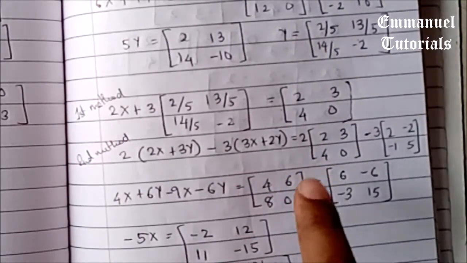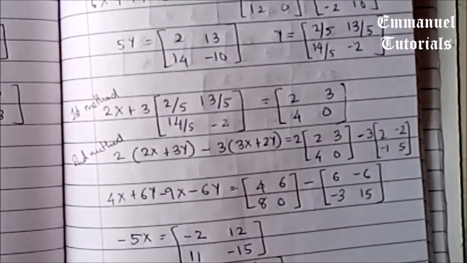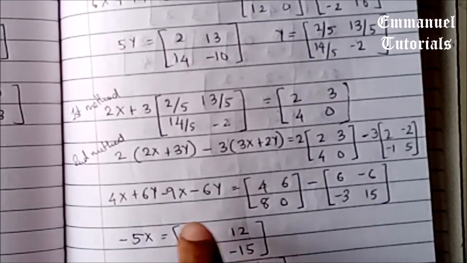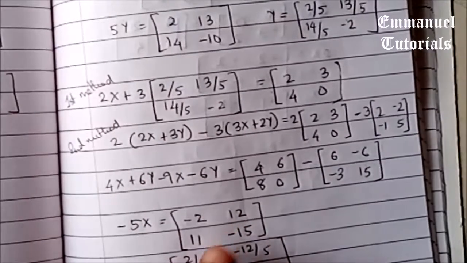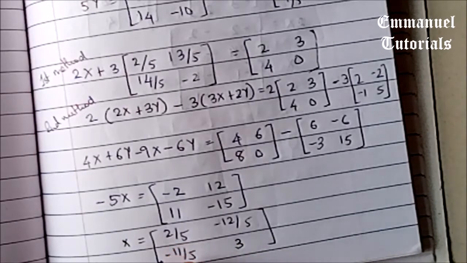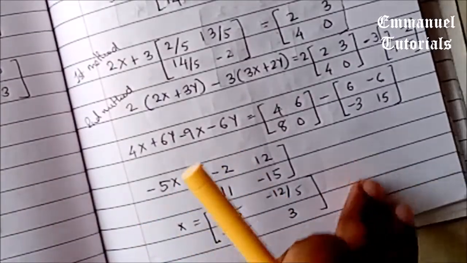So it will be 2 into [2, 3, 4, 0] minus 3 into [2, -2, -1, 5]. So this will be 4x plus 6y minus 9x minus 6y. So y terms will be cancelled and we will get minus 5x is equal to [-2, 12, 11, -15]. And x is equal to 2 by 5, minus 12 by 5, minus 11 by 5 and 3, because of the minus sign. So we have got both the values, the value of y and the value of x.